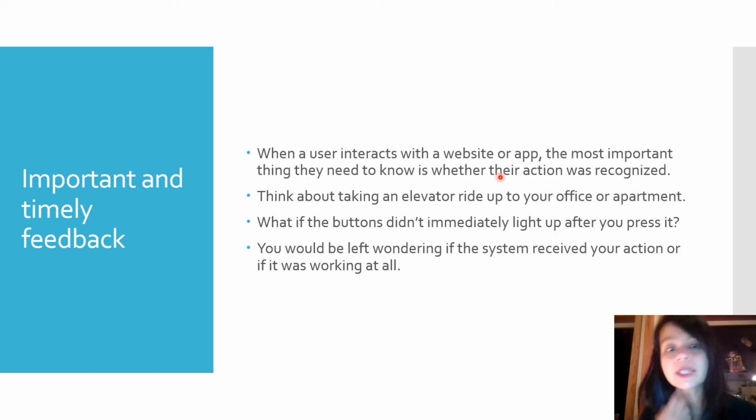So a physical example would be, if you were to take an elevator up to your office or your school or your apartment, what if the buttons that you pressed didn't immediately light up after you pressed it? You'd be left wondering, is this elevator broken? Is it working? Did I press the right button? Am I moving? Am I going to go there, right? Did the elevator understand where I need to go? Okay, so that's why important and timely feedback is important. So not only should that button light up, it should light up right away, not two minutes later, right?